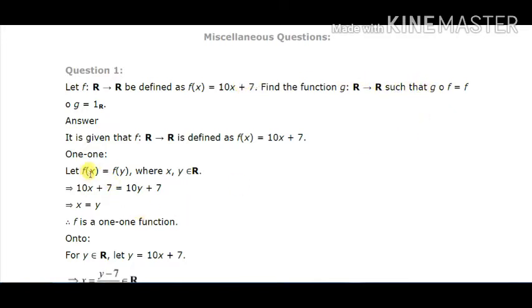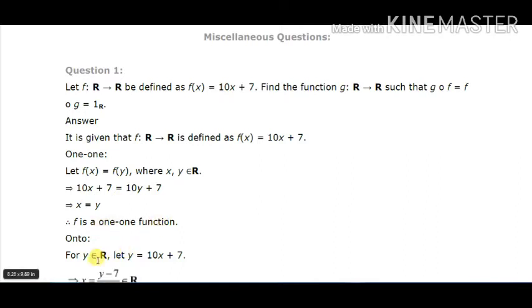Now for 1-1, let f(x) = f(y), where x and y belong to R. Now f(x) is 10x + 7 as given, and f(y) will be 10y + 7. 7 gets cancelled and then you get x = y. So f is a 1-1 function.